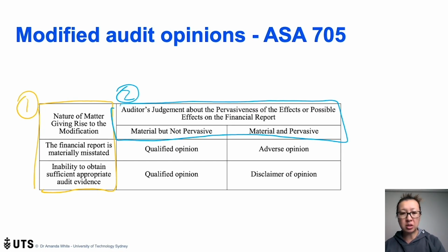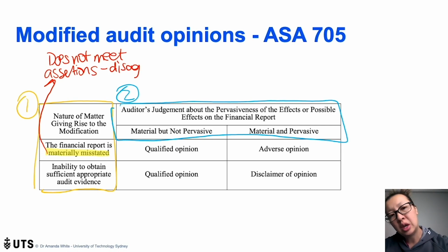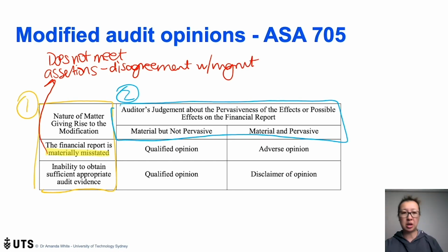So there are two reasons why we might modify the financial statements. Number one is there's a misstatement. That is, we disagree with management about some number or some disclosure, okay? So that's when the account does not meet the assertions, and management refused to change. So this sometimes is also called a disagreement with management in some of my older YouTube stuff if you're looking at that online.